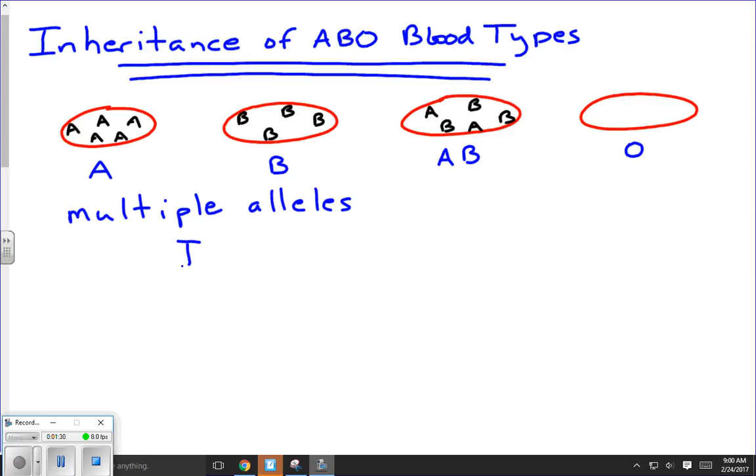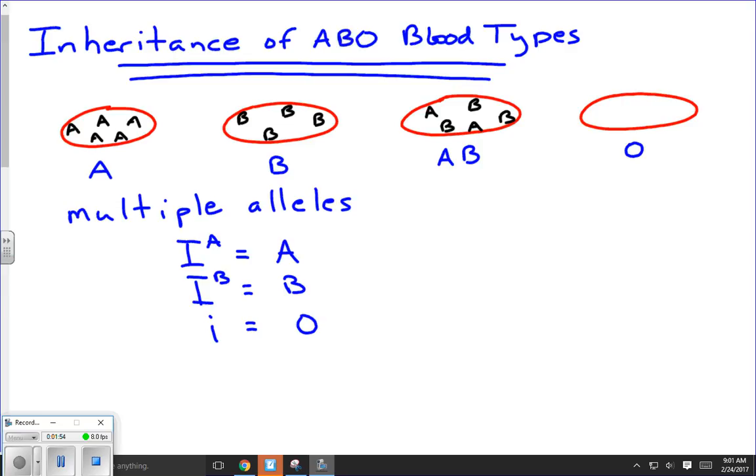There is the allele big IA, which is responsible for producing A antigens and creates type A blood. There is big IB, which is responsible for producing B antigens. And there is a third allele, little I, which produces no antigens and is responsible for type O blood.